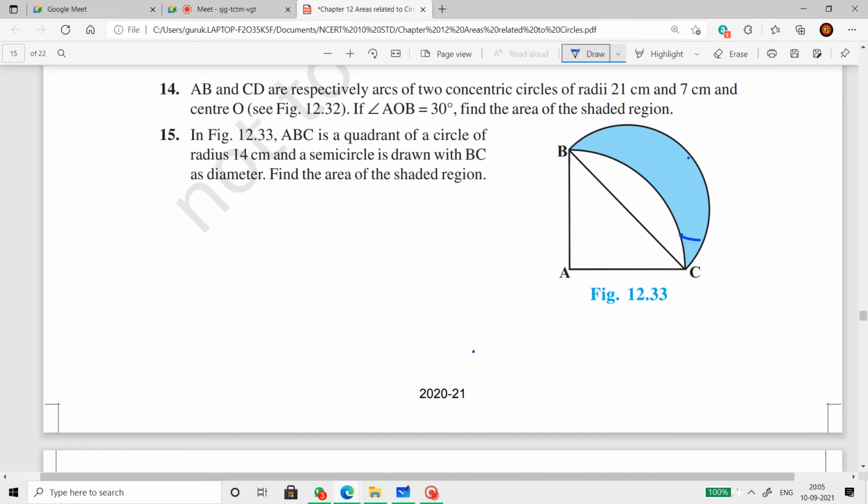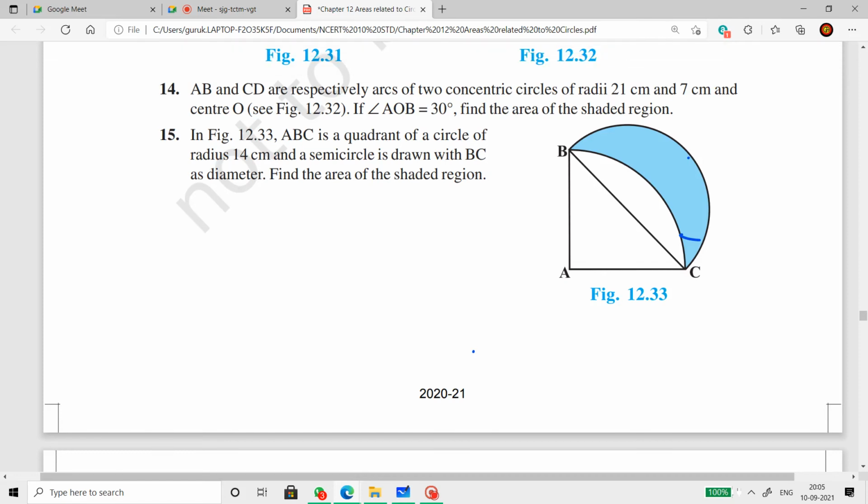Good evening, everyone. Today, we're going to cover some very important models from areas related to circle. First, a few selected questions from the textbook and then from different books. 15th question.